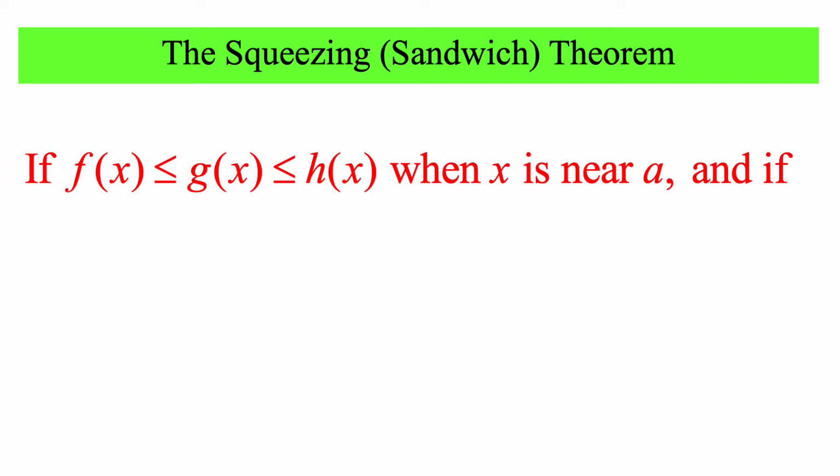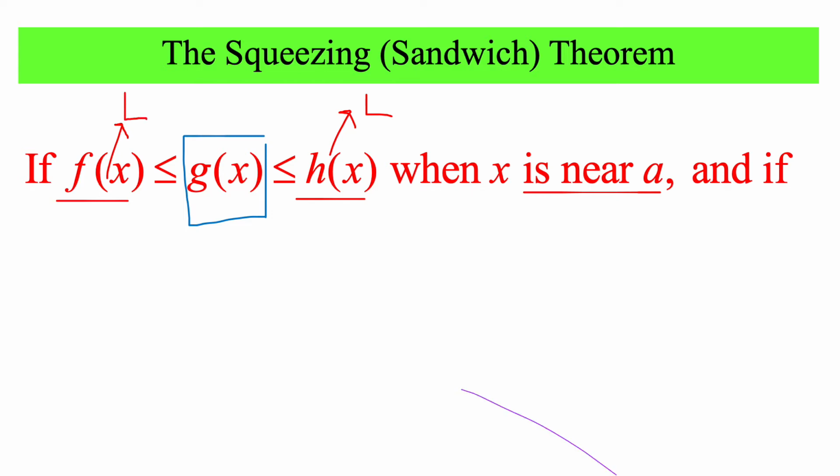If we have a function g of x, and this function is between two other functions, h and f, somewhere near a point where the limits of these two functions are both equal, such as the limit for h is L and also for f is L. In this case, we conclude that the limit of g should also equal L. So this is the meaning of the sandwich theorem.